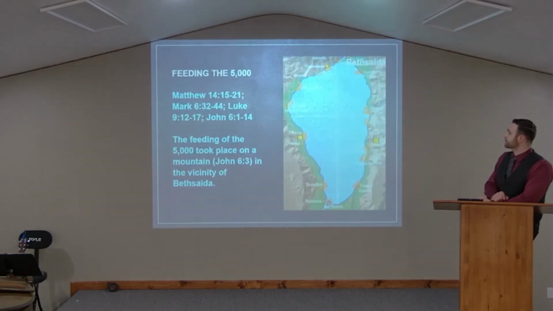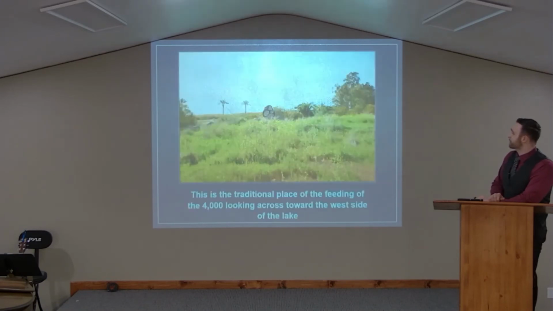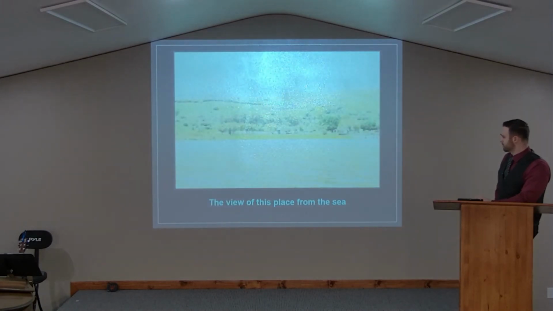The feeding of the 5,000 took place on a mountain. It would have been in the vicinity of Bethsaida up here on the northeast side of the lake. And then the 4,000 just south of that on the east side, after Jesus returned from Tyre and Sidon. This is the traditional place of the feeding of the 4,000, looking across the lake. It's a little bit washed out in here, but you can actually see the lake. And this is what it looks like from the sea.